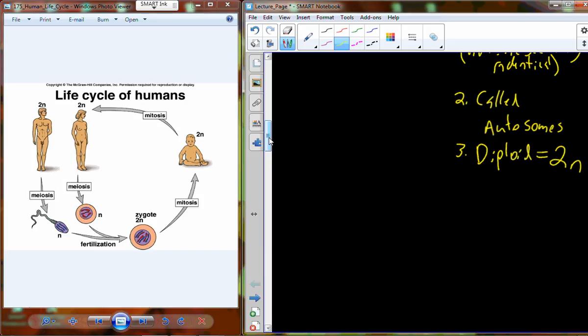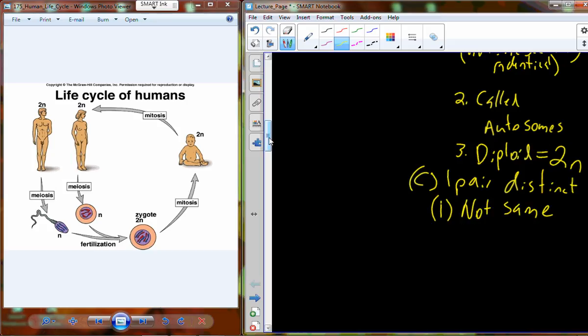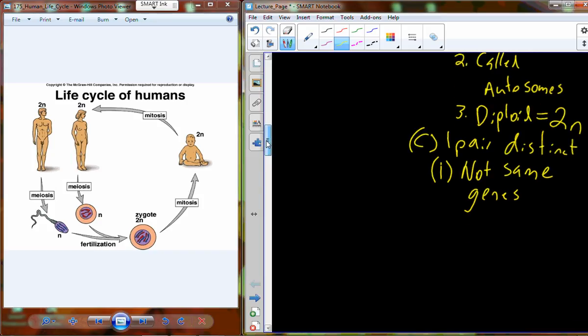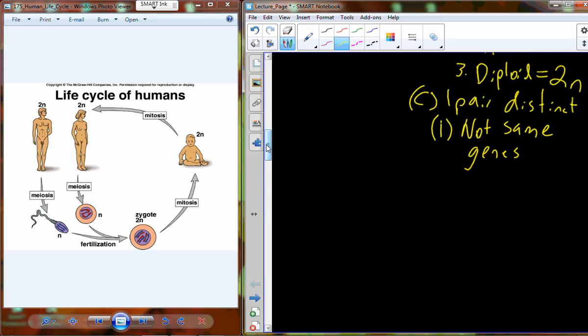How many do we have in humans? 46. So we know that there's one pair that doesn't fit into this homologous chromosome category. And they're going to be distinct. Now, these chromosomes may not have the same genes. Depends on what your gender or your sex is. If you are female, you will have the same genes, and they will act very similar to our homologous chromosomes, because it'll be an XX genotype. For males, we're XY, and the X chromosome and the Y chromosome contain very different genes.